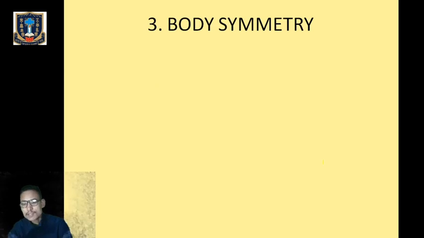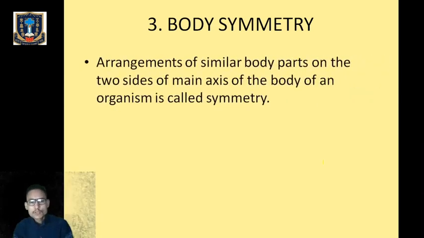Okay, so what does symmetry mean? What is body symmetry? The arrangement of similar body parts on the two sides of the main axis of the body of an organism is called symmetry. For example, a human being. If you look at our body, and suppose this is our first half and second half, then there will be an arrangement of similar body parts on the two sides. This is the first side and this is the second side. So on both these sides we have got the arrangement of similar body parts. So this is the main axis, this is the first part, this is the second part, and on both the parts we have got similar body parts.